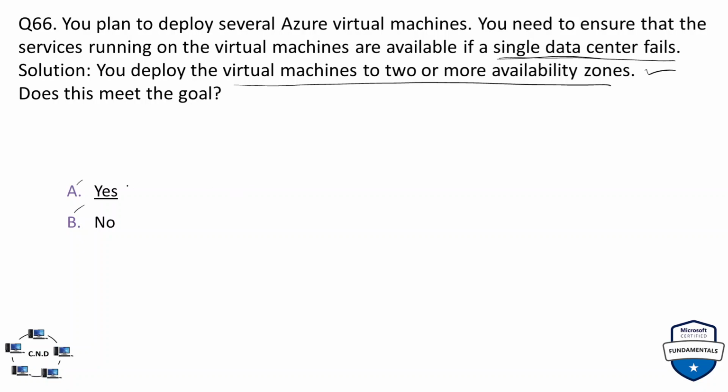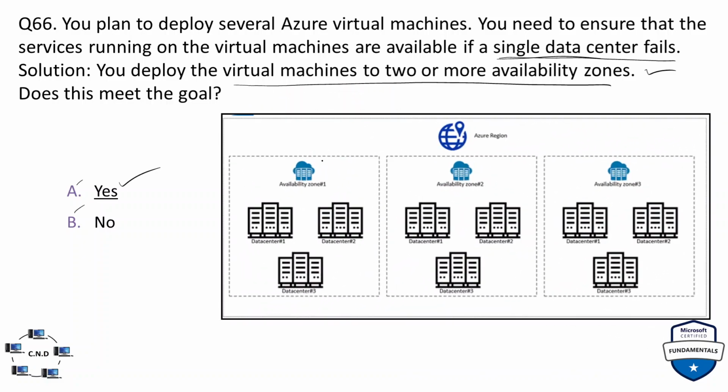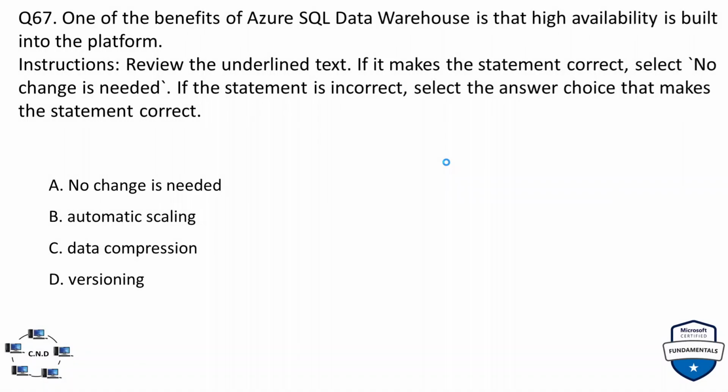And of course, the answer is yes, as we already talked about in the previous question. When you deploy your virtual machine, let's suppose this is my virtual machine VM1, across two availability zones, then if there is some issue with one data center inside one availability zone, your services can still be made available from the secondary availability zone because you have deployed your VM or service in two availability zones. So that is the feature of high availability.